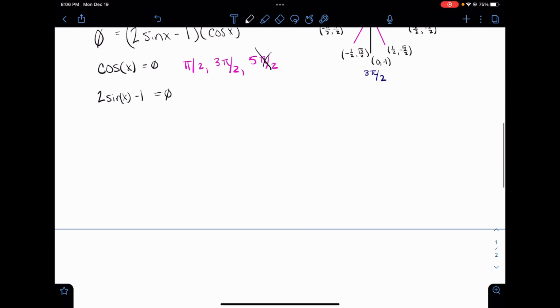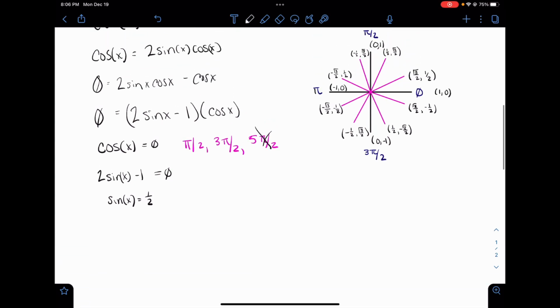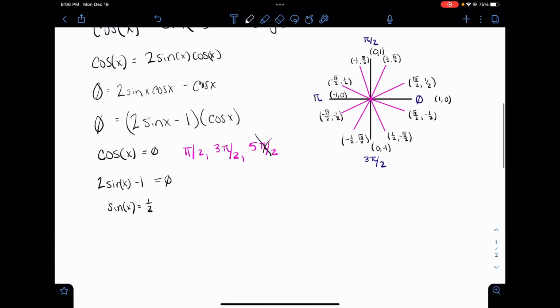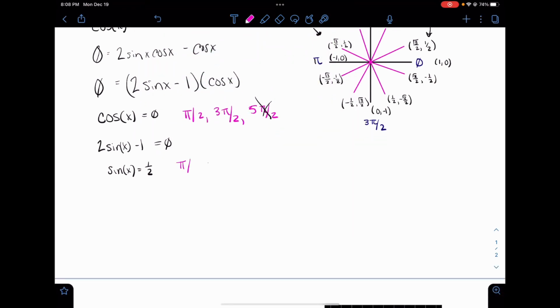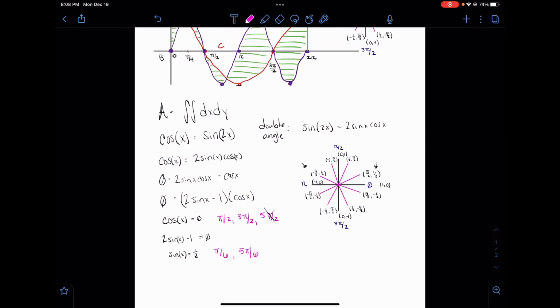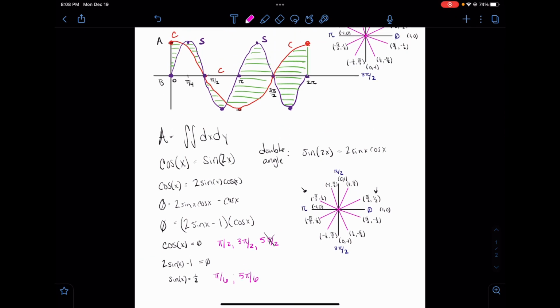This one is an extra step. We just need to solve for sine of x equals 1/2, and then find where sine equals 1/2. For that, it's going to be any place where sine is positive 1/2. That is going to happen at pi over 6 and 5 pi over 6. So now we have 4 points where these curves intersect.